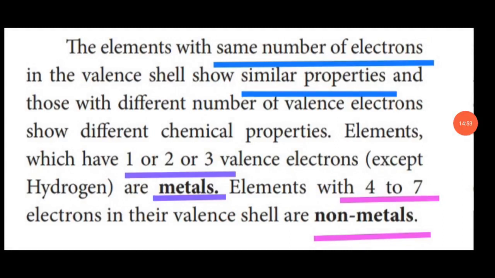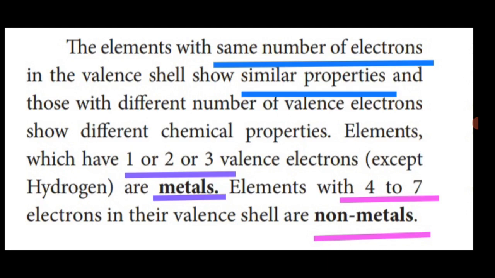The elements that have the same number of electrons in their valence shells show similar properties, and those with different numbers of valence electrons show different chemical properties. Elements with the same valence electrons show similar properties. Different numbers of valence electrons show different chemical properties.